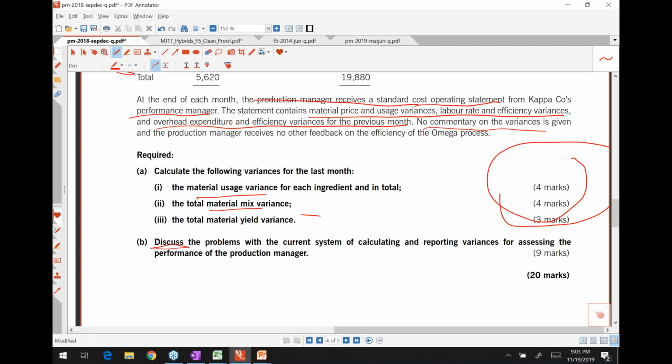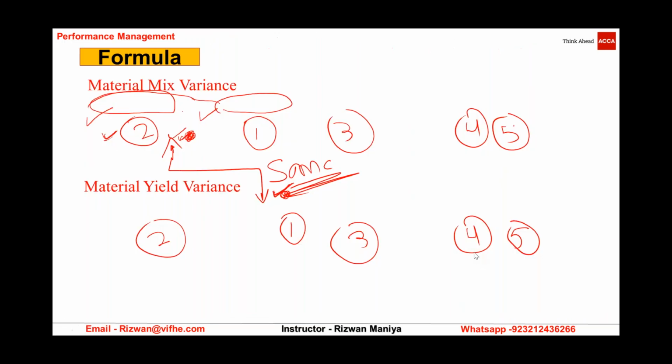Discuss the problems with the current system of calculating and reporting variances for assessing the performance of the production manager. Now, friends, the theoretical part. And I love theory. When it comes to theory, I love to make things easy for you people. So, let's go back to our presentation.